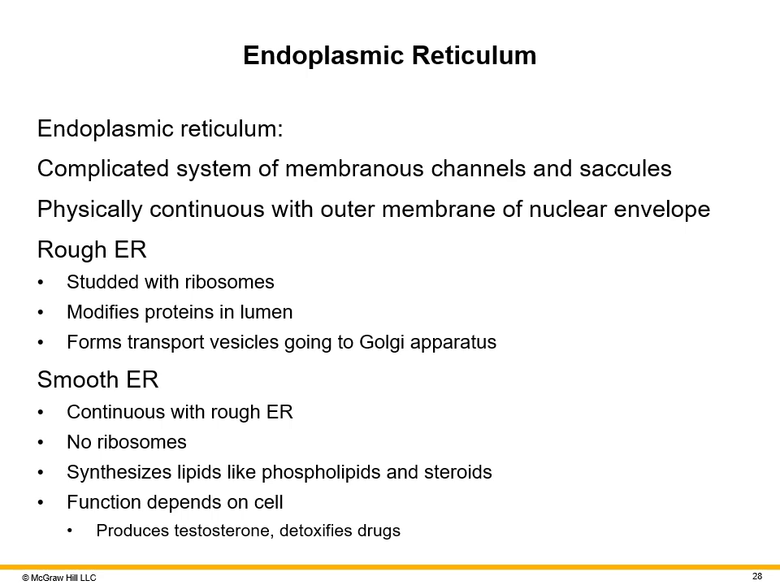The smooth ER is also continuous with the rough ER. However, the smooth ER is smooth because it does not have ribosomes. The smooth ER is involved in manufacturing or synthesizing lipids such as phospholipids and steroids. The function of the smooth ER depends on the cell. In some cells, it can produce testosterone, and in other cells, such as liver cells, it can detoxify drugs.